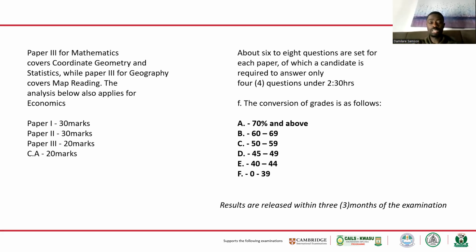And the conversion, how do we know if you have an A, a B, a C, a D, an E, and F? If you have 70% and above, then that's A for you. 60 to 69, that's a B. 50 to 59, that's a C. 45 to 49, that's a D. 40 to 44, E. And 0 to 39, that's F. So you have to work towards it and make sure you project yourself towards the grade of A, which is 70 marks and above.